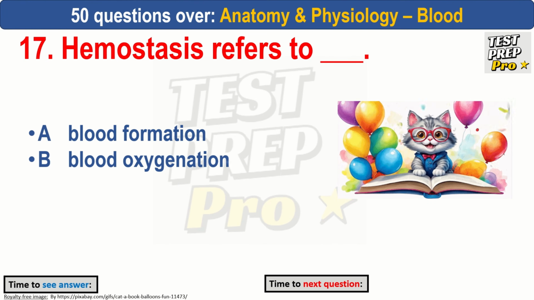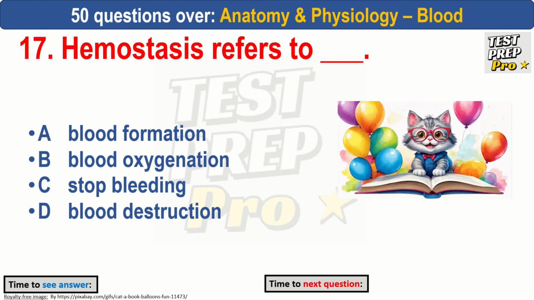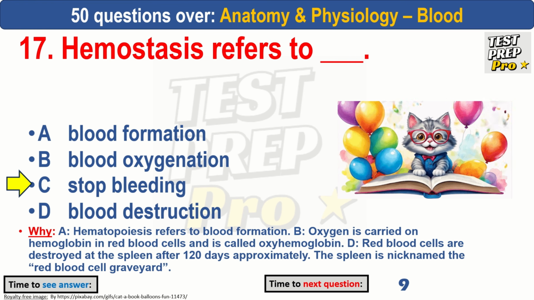Hemostasis refers to blank. Is it A, blood formation, B, blood oxygenation, C, to stop bleeding, or D, blood destruction? So what is hemostasis? What does that refer to? It's going to be to stop bleeding. So this is when you've cut yourself and you form a clot and you stop bleeding. You bring a lot of calcium to the area to help you engage in that process.